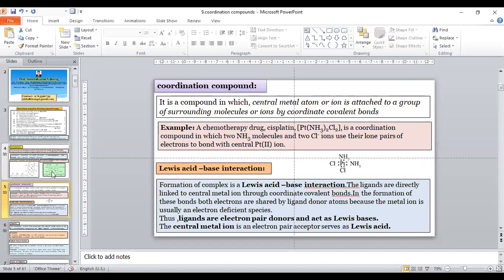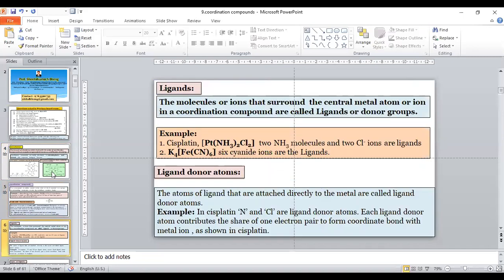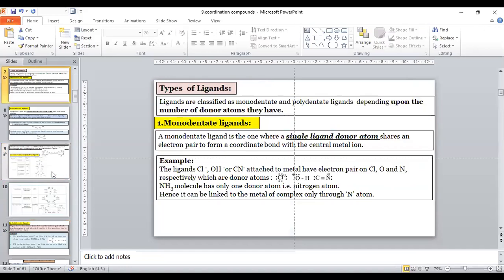What is meant by Lewis acid-base interaction? Then different types of ligands. What is meant by ligands? Ligands are nothing but donor groups which donate an electron pair to the metal, and a coordinate bond is formed.